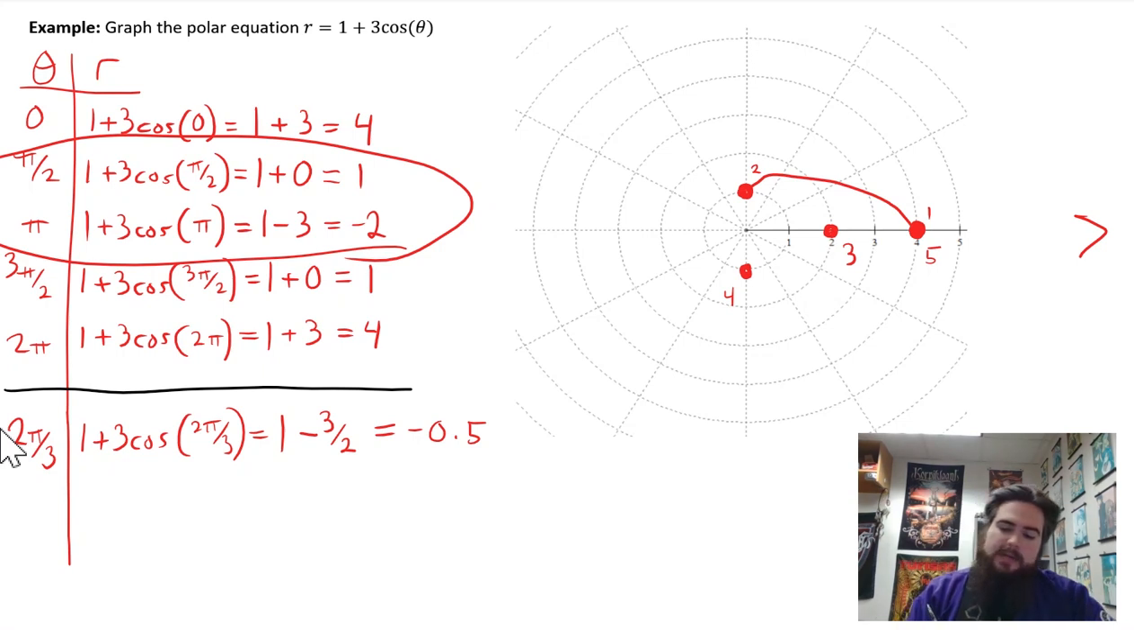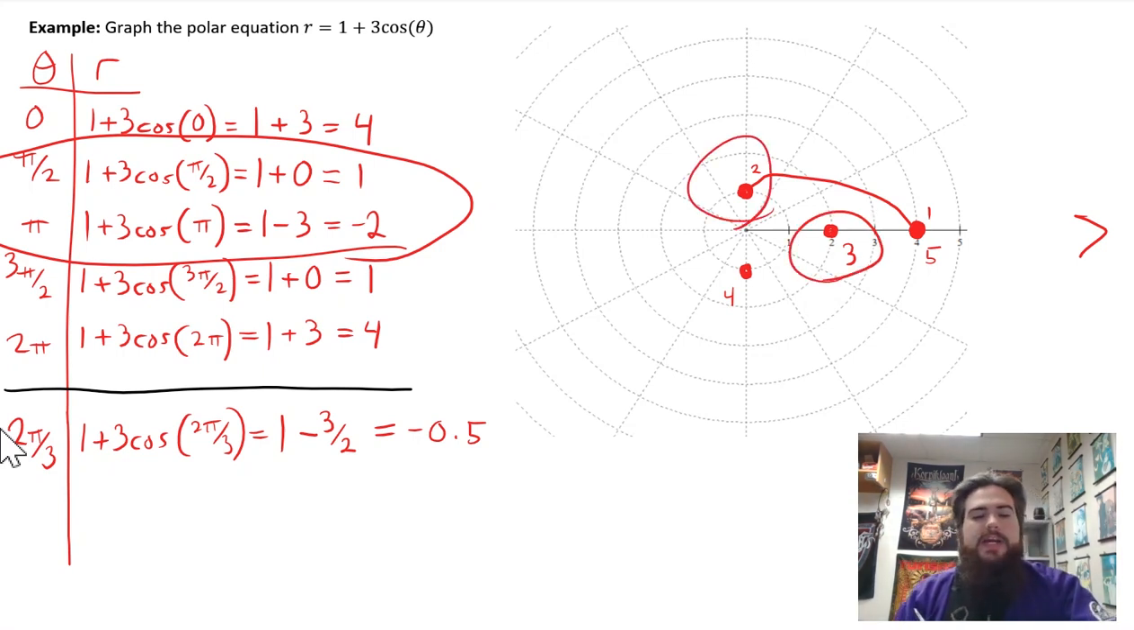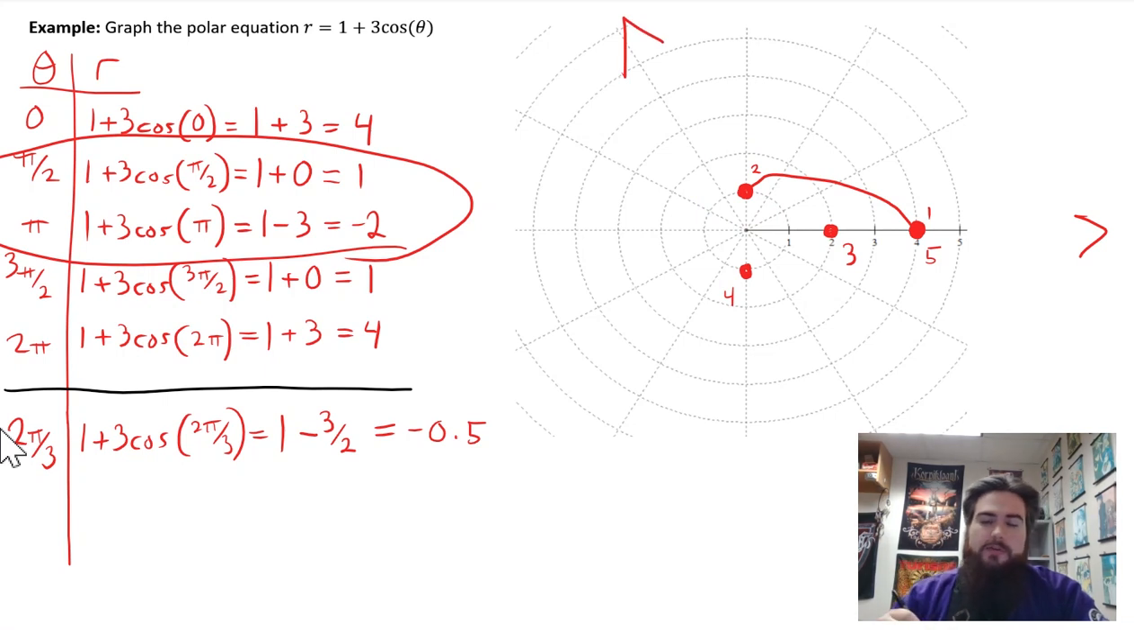Which means between point 2 and point 3, I'm going to hit another point that I can find by facing towards 2 pi over 3 and walking backwards from that direction, which would actually put me down here in what would be quadrant 4 of the unit circle. That's because my radius is negative there.